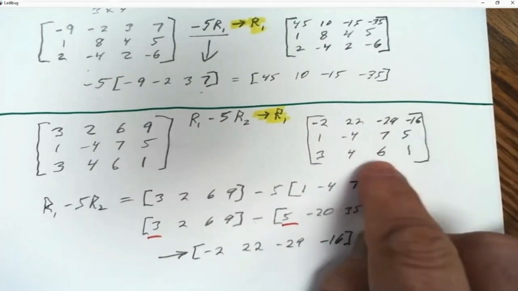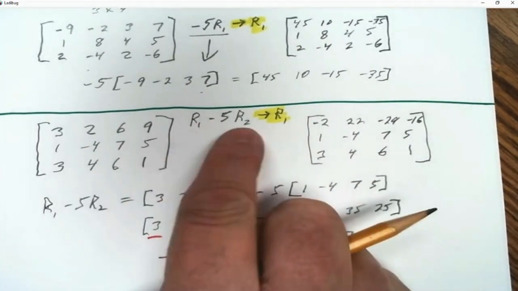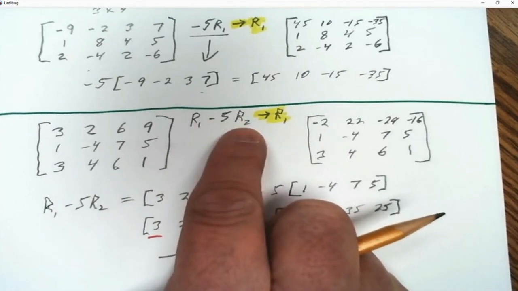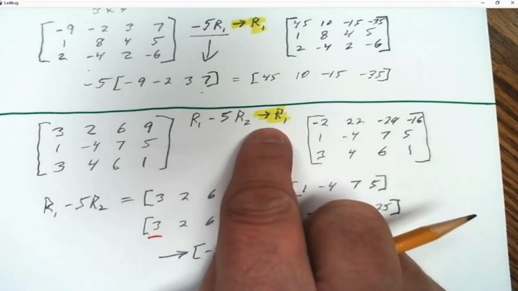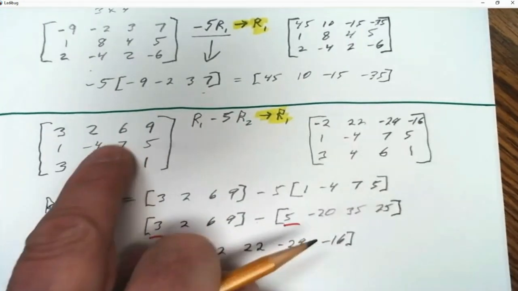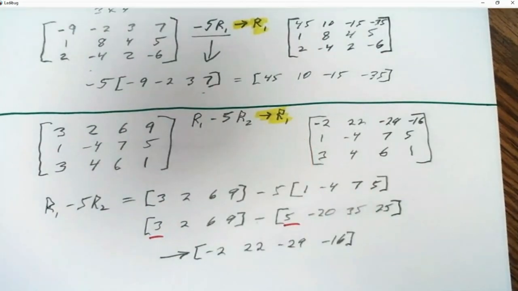So that becomes our new matrix. We take the original matrix, and with that we do this operation. We take the first row and subtract 5 times the second row and replace the first row. So that gets replaced. Everything else is the same. It didn't tell us to do anything to anything else except for row 1.